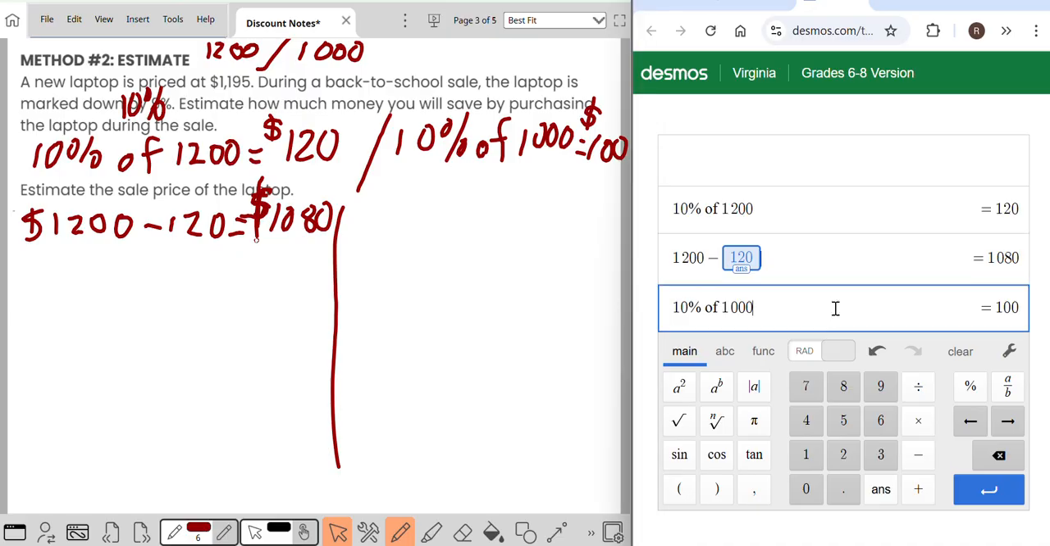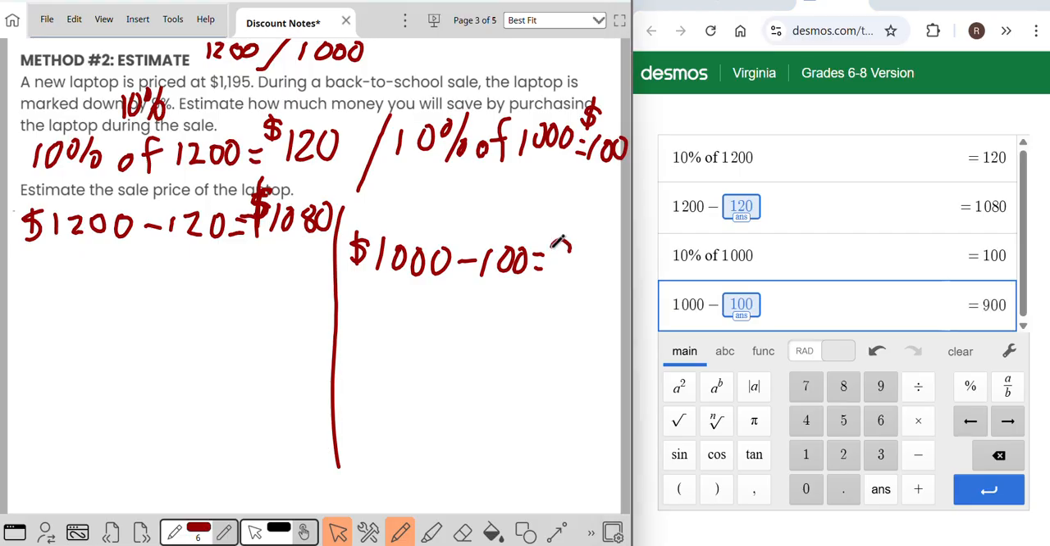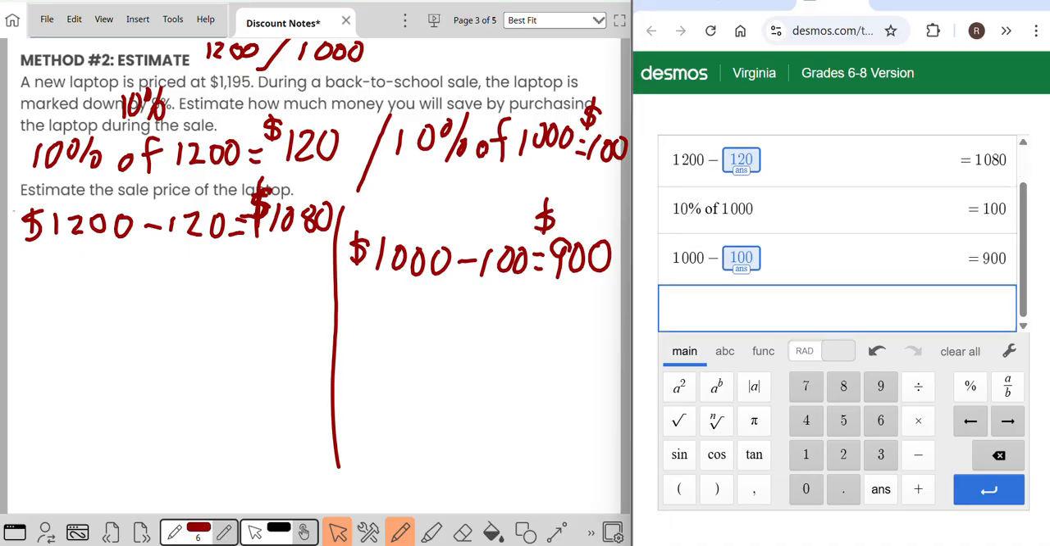Now, if we look at our 10% estimate, we're going to say that the estimated price was 1,000. And we're going to subtract our estimated discount, which was 100. And let's see what that gives us. Start with the cost, the estimated cost in this case, minus that answer. And that gives us an estimated cost of $900. As you can see, those estimates are a little bit, they are not the same, right?